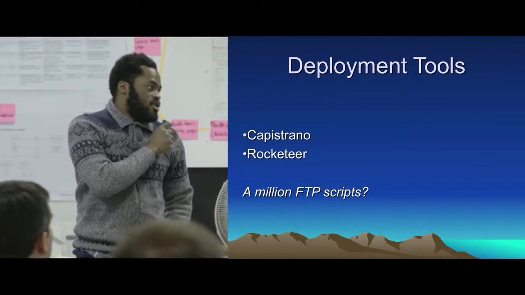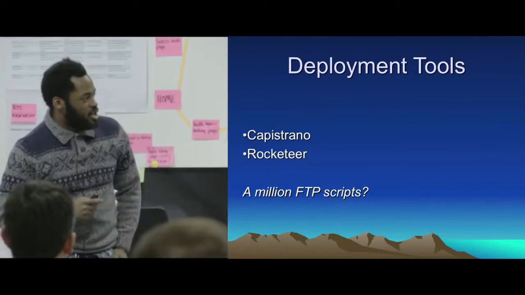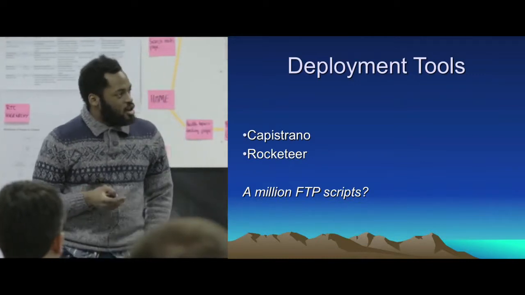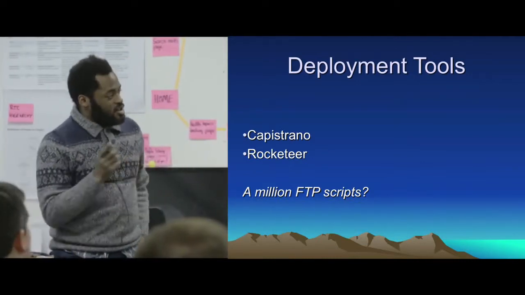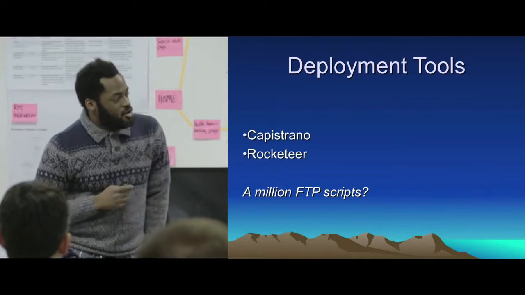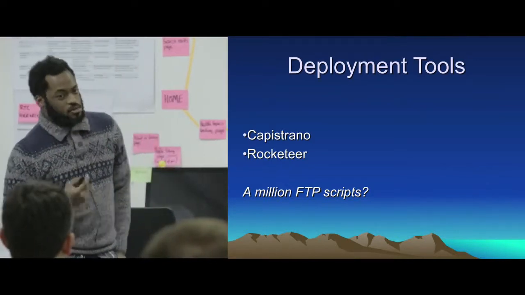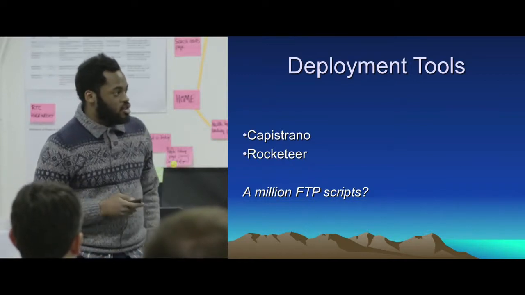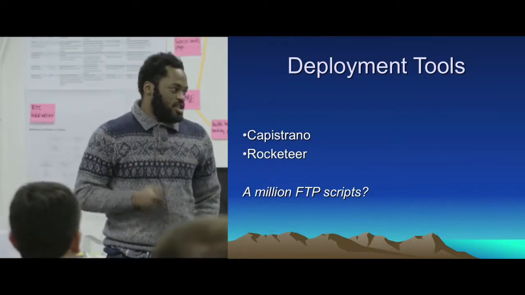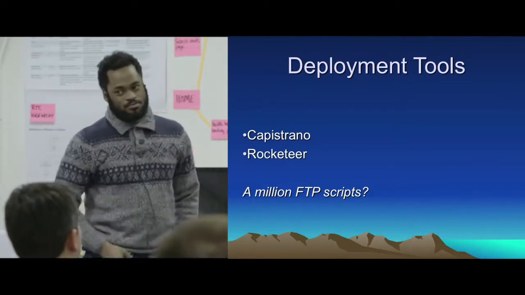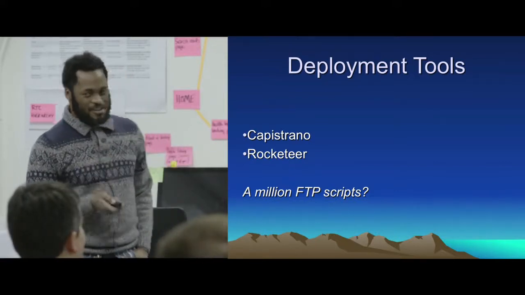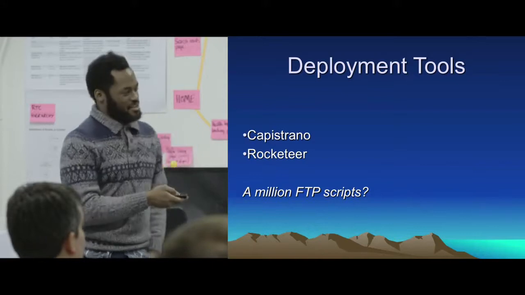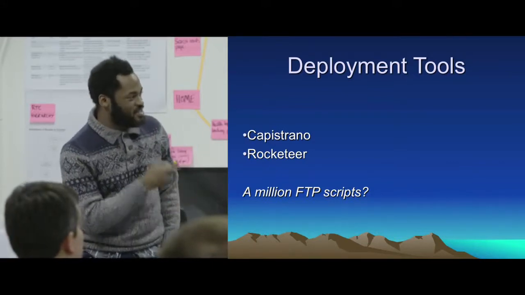Deployment tools. Capistrano is obviously not written in PHP, but it's really cool. Like most of the industry likes it. Rocketeer has all of the commands of Capistrano, but it's in PHP. So the PHP devs that I've seen use it really liked it. A million FTP script. If you're doing this, you should stop. I can explain why afterwards if you would like.